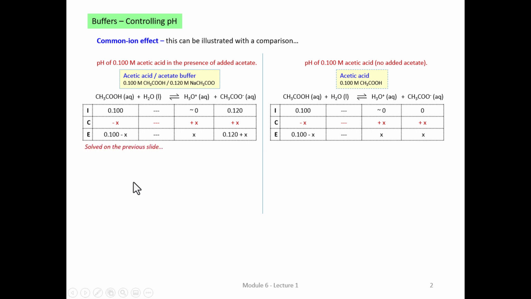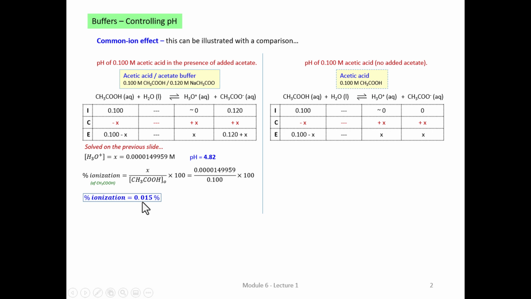Well, we solved the buffer question on the previous slide. We found out the pH would be 4.82. One thing we actually didn't show on the previous slide was a percent ionization calculation, and as you would expect, the percent ionization of the acetic acid is quite low, 0.015%. So this reaction does go to the right, and acetic acid does ionize slightly, but not very much.